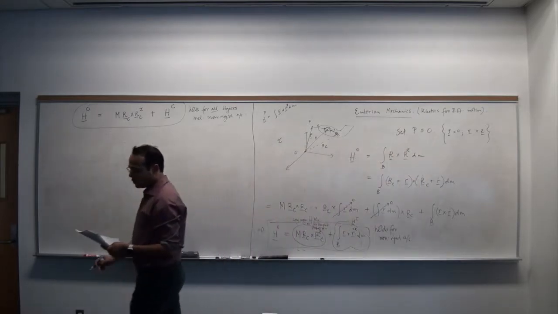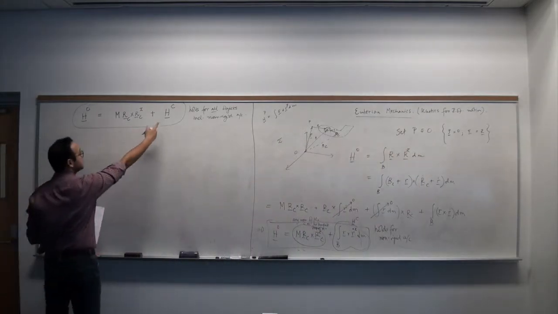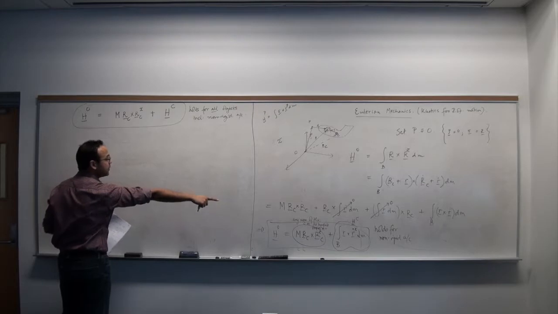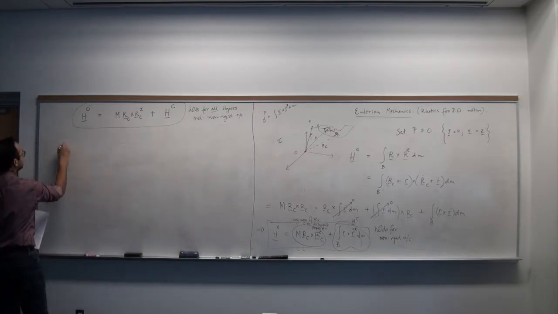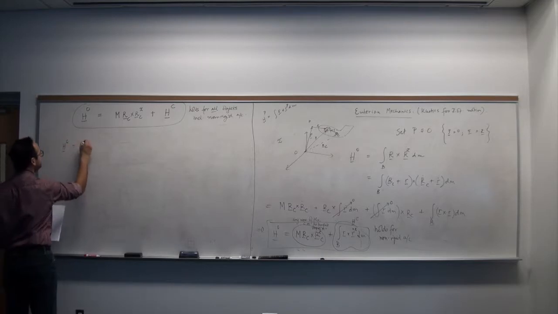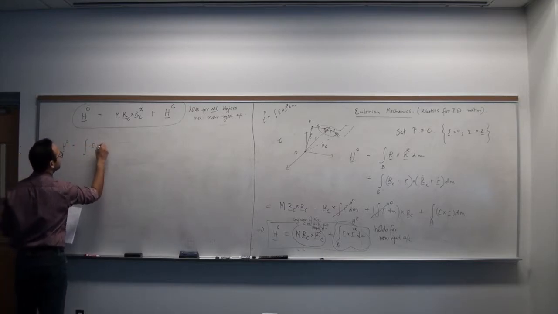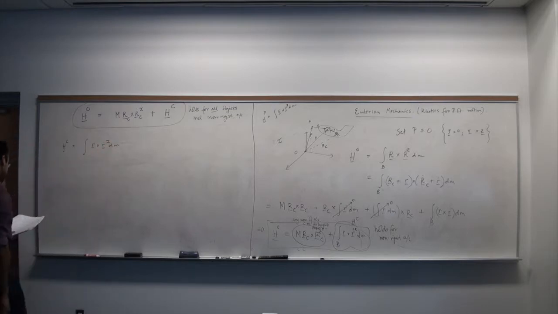So in order to go further, we must expand that term that's contained there. So we have contained here angular momentum measured from C is r cross dm. We need to be able to expand this out.